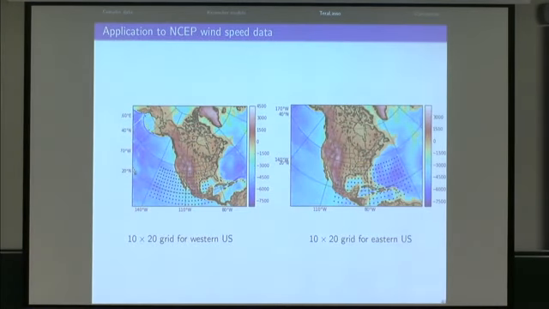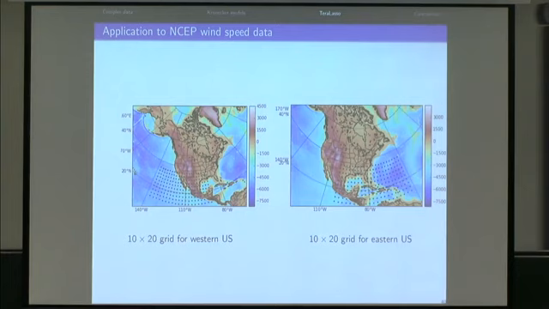So I just want to illustrate again with this spatial temporal data from the National Center for Environmental Prediction, this wind speed data. We look at a 10 by 20 grid, so 200 variables for the western U.S. Note that the Rockies are right in the middle here, or close to the middle. And then for the eastern U.S.